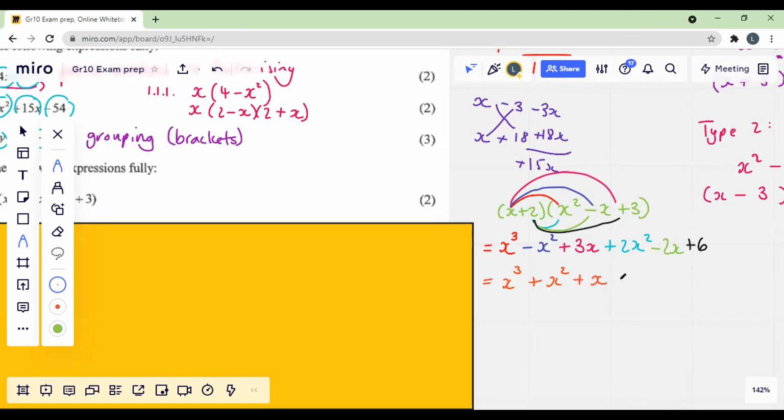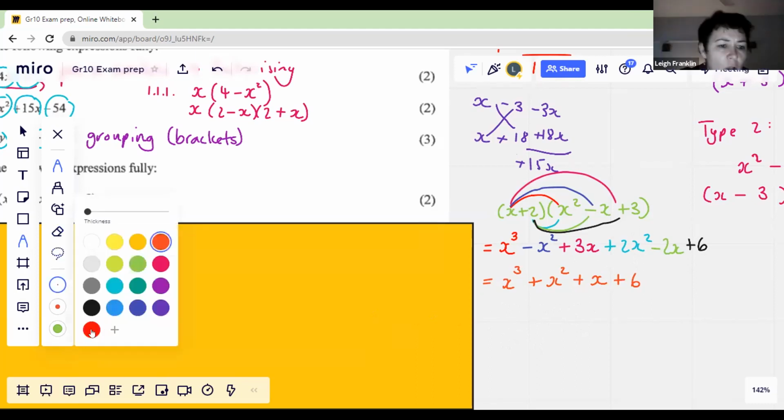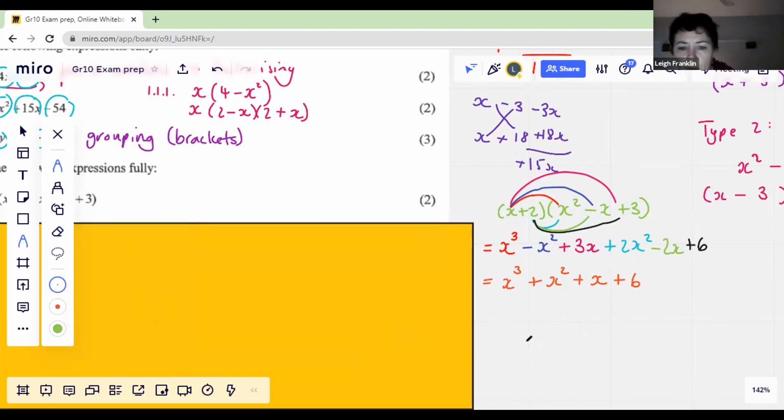Sorry, ma'am. How come my negative x squared and plus 2x squared is equal to positive x squared? Isn't it supposed to be negative? Okay, Sam, no problem.